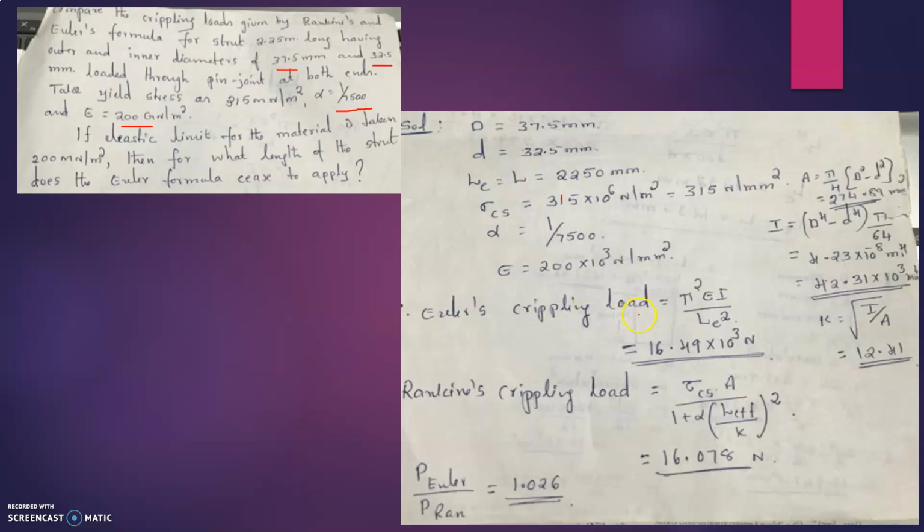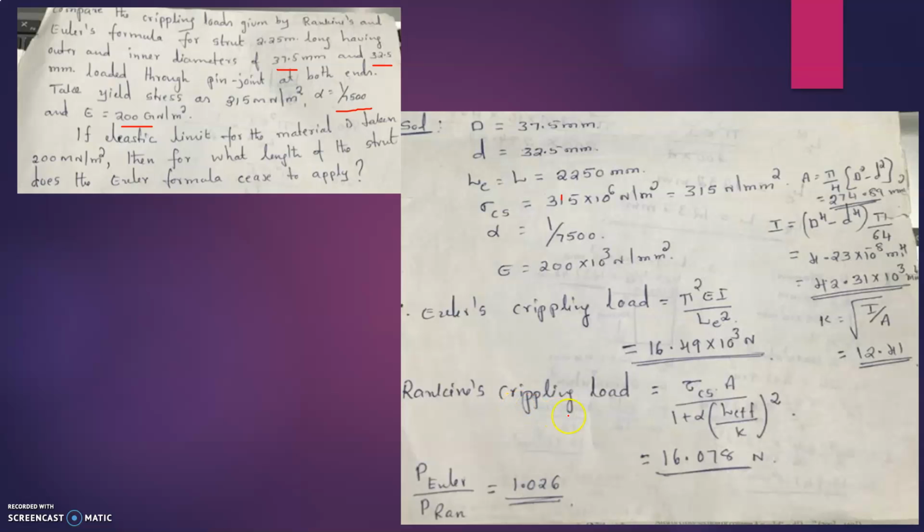Now you can calculate Euler's crippling load. Euler's crippling load is pi square EI divided by LE square. Here LE is equal to L because both the ends are pin joint or hinged. So substitute the values: pi square into E is 200 into 10 raised to 3, I is 42.31 into 10 raised to 3, divided by LE square, that is 2250 whole square. You get 16.49 into 10 raised to 3 Newton. This is Euler's crippling load.